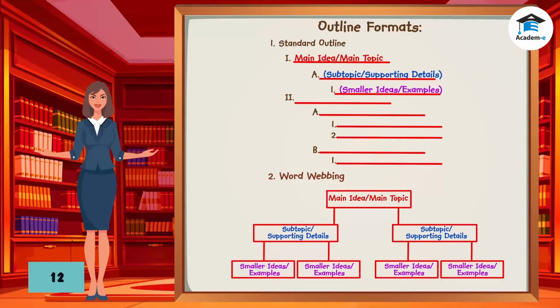Remember, an outline is simply a framework for presenting the main idea, the subtopics, supporting details and examples for a paragraph, article, or selection. You may either use the standard outline or the word webbing format.